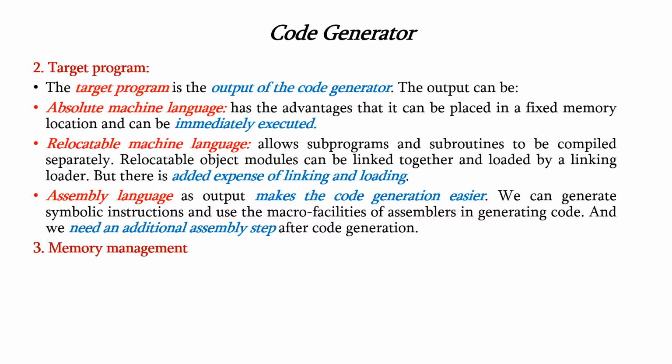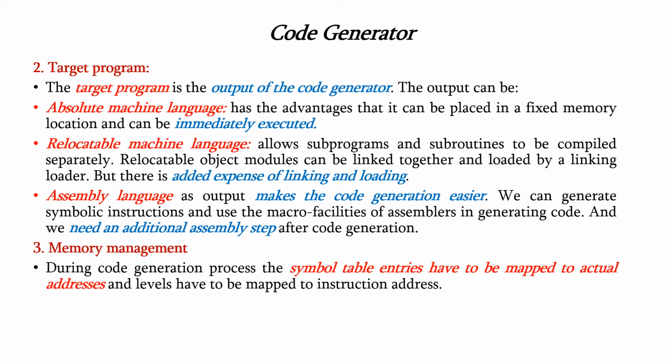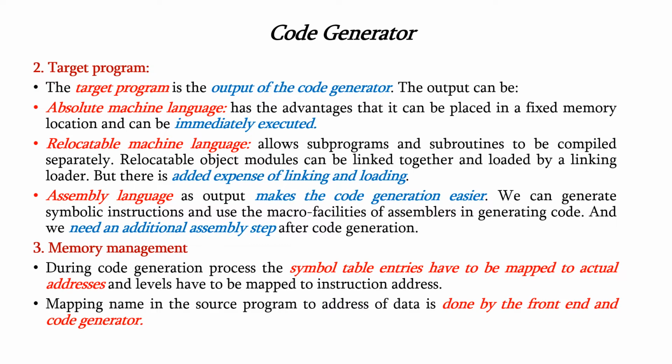So next issue is memory management. During the code generation process, the symbol table entries have to be mapped to actual addresses and labels have to be mapped to instruction addresses. Mapping the names in the source program to addresses of the data is done by the front end and code generator. Fourth issue is instruction selection.